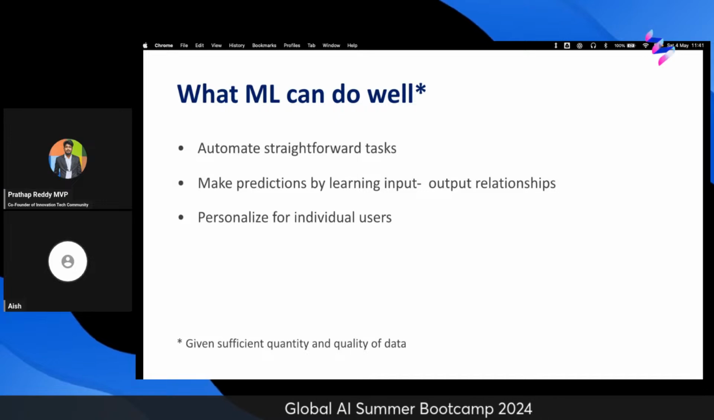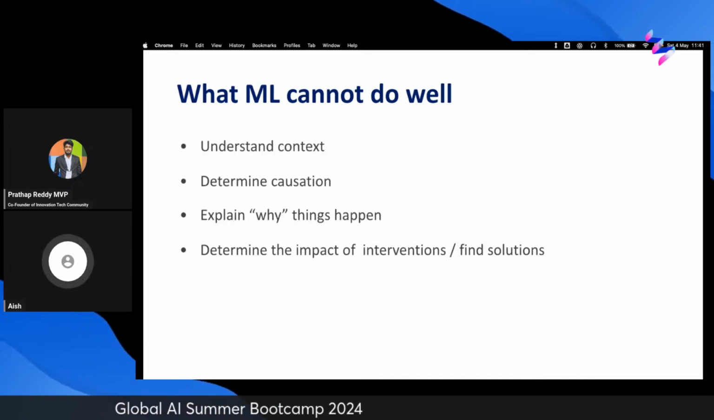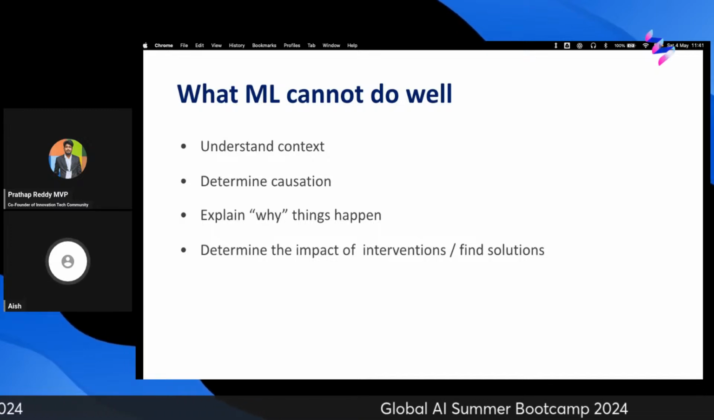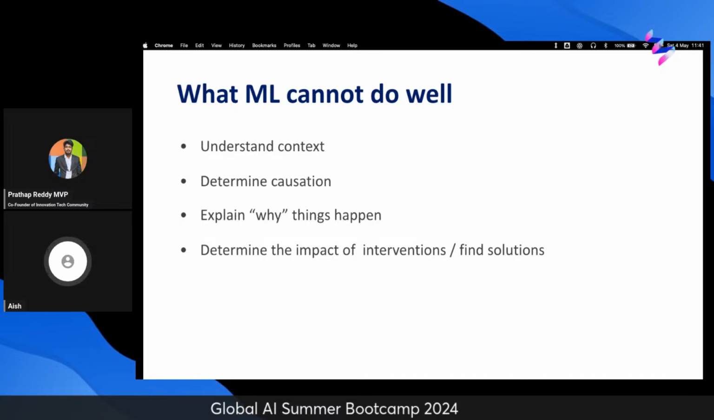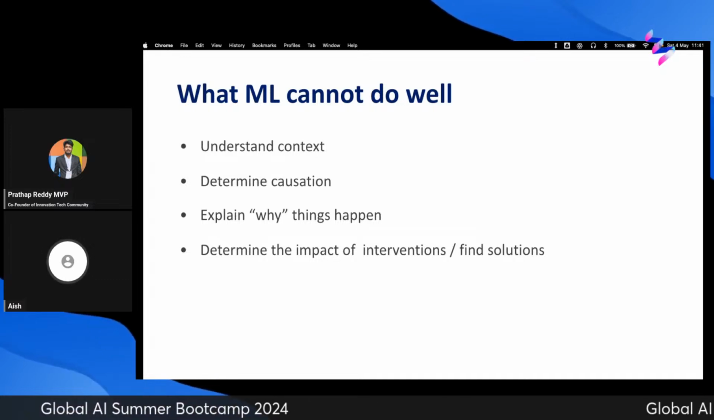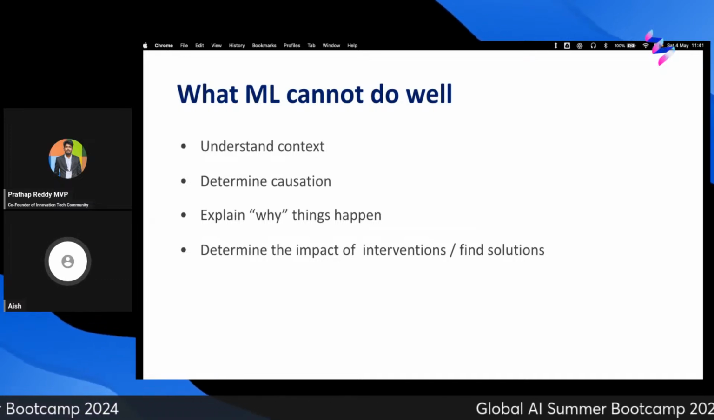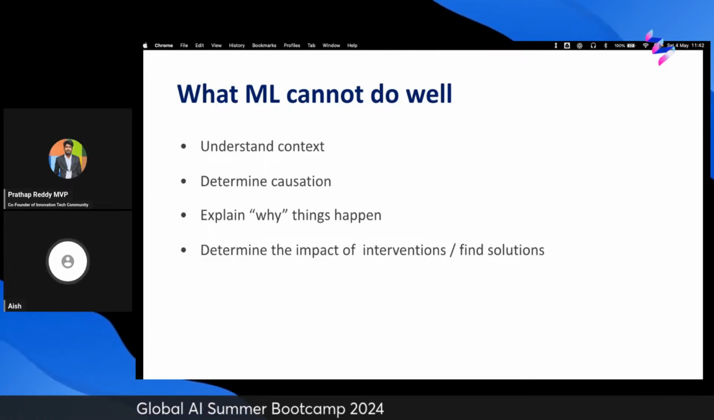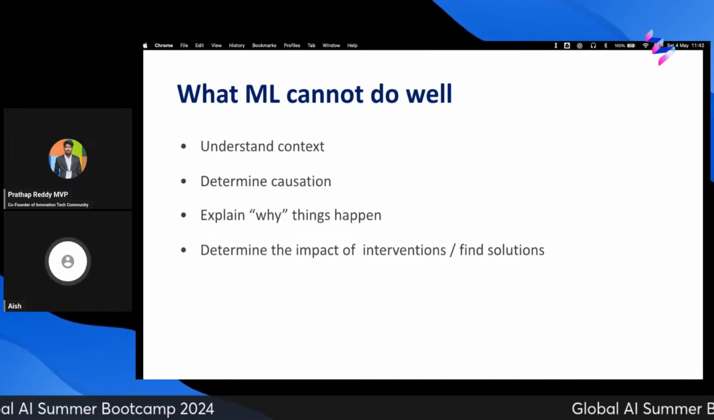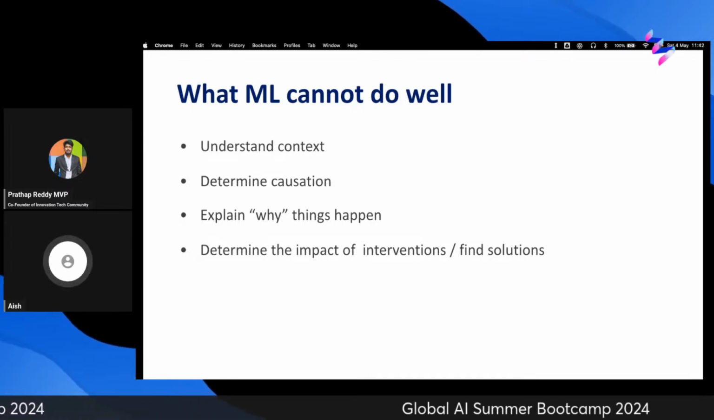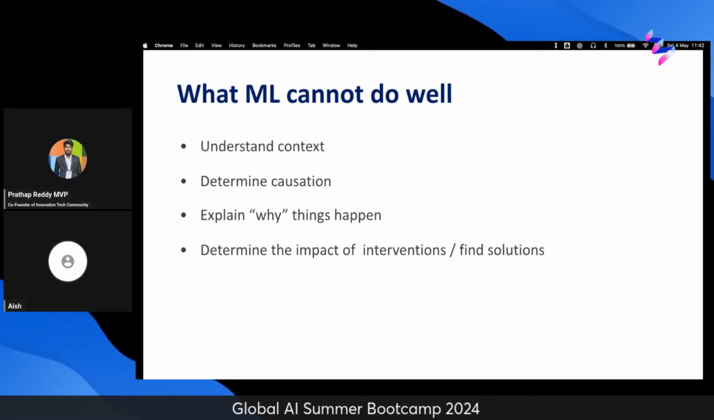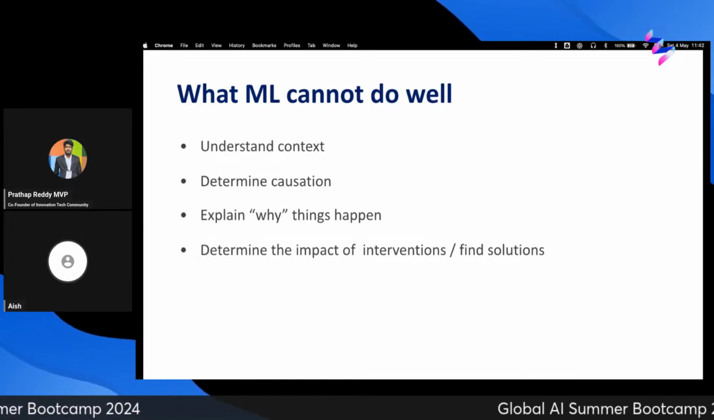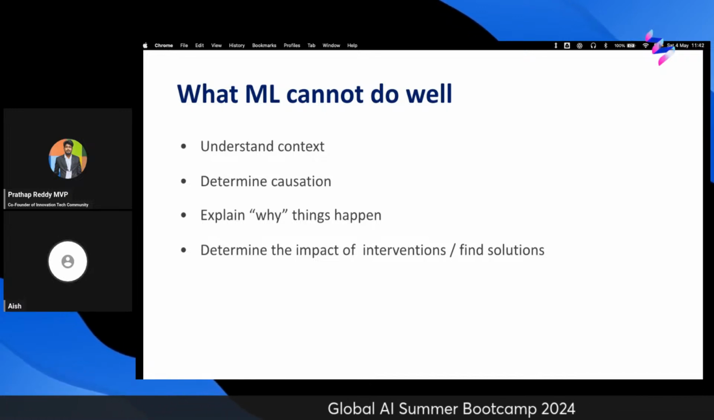it can help you make very good predictions and personalize. What ML cannot do well: ML cannot understand context that well. ML cannot determine causation, what caused this particular thing. It can explain the how of things, that this is how the universe is expanding, and this is where it will be 100 billion years from now. But it cannot tell you why the universe is expanding or why the Big Bang took place. That is very difficult for ML to predict.